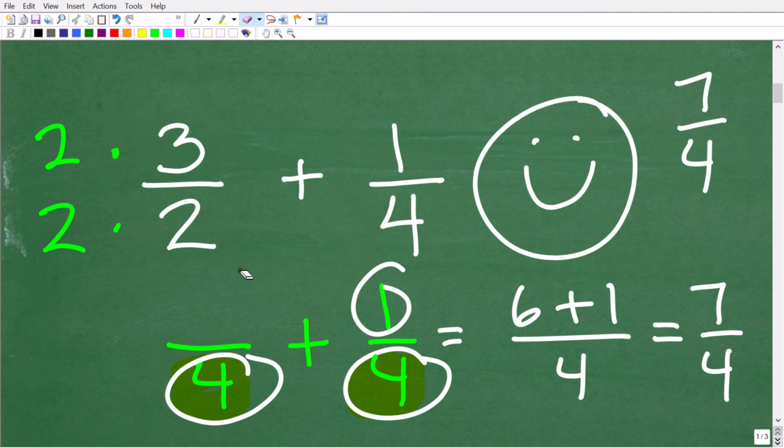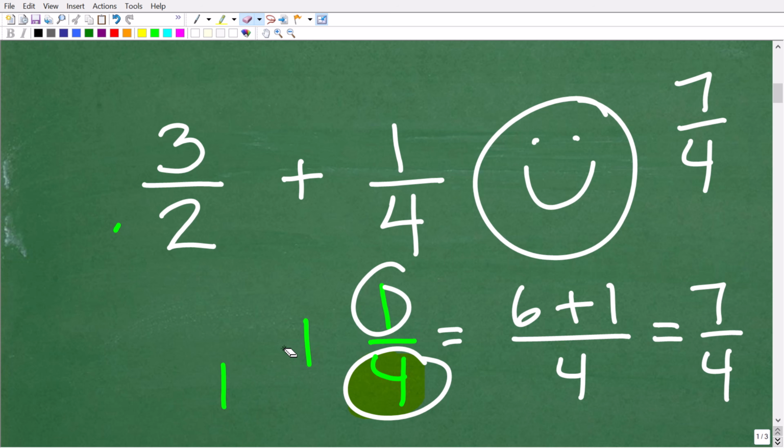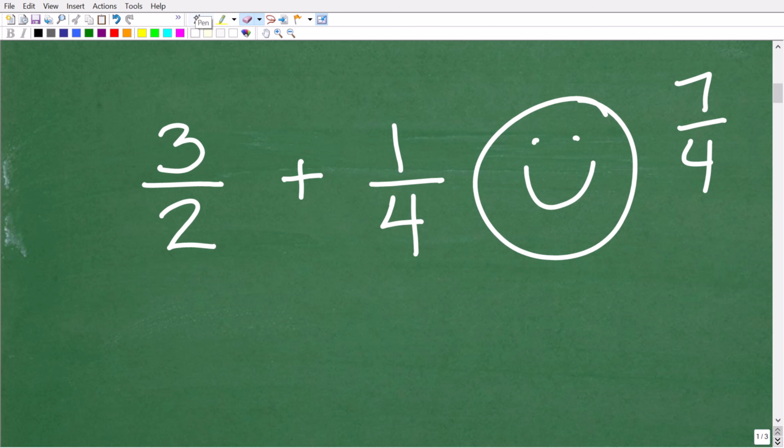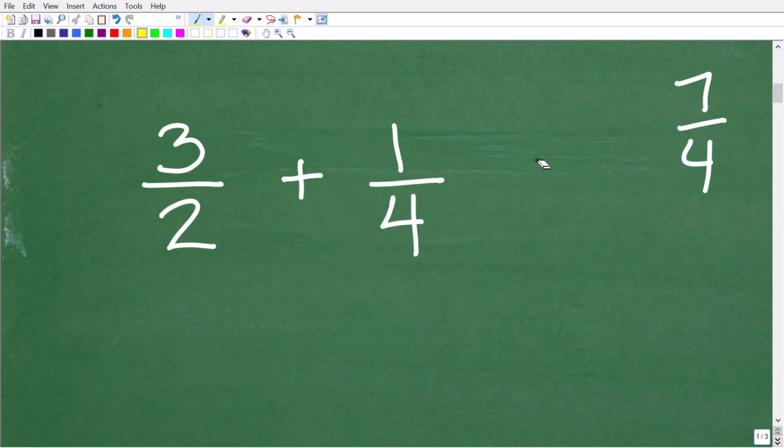And a lot of you are still kind of afraid of finding the lowest common denominator. Okay, so for those of you out there that just don't like finding the LCD, I'm going to show you a great little shortcut here that will 100% always get you the right answer. Okay, so let me go ahead and show you this. Again, the correct answer here is 7 over 4.